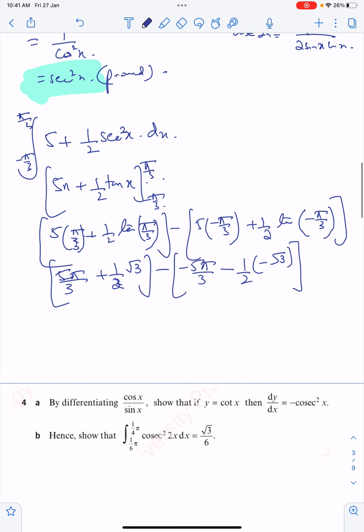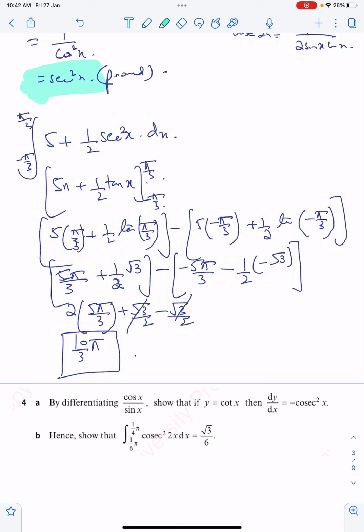Okay, let's simplify this. 5 pi by 3 plus 5 pi by 3 will become 2 times 5 pi by 3. Okay, root 3 upon 2, negative, this has become positive. Root 3 upon 2 and minus negative root 3 upon 2 will cancel out then, obviously. You're left with 10 upon 3 pi as the final answer.